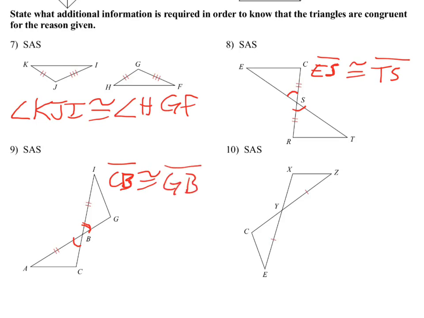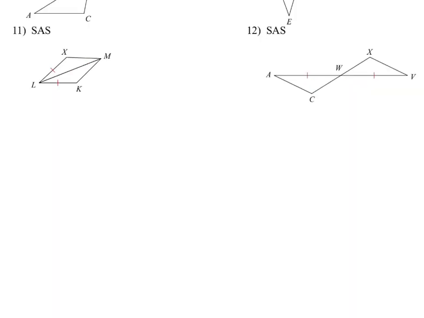And that brings me to 10, which is a similar story. Again, we can add those markings because they're vertical angles. We need the side that's on the other side of the angle, so we already have these matching. We need these last two sides matching to have side angle side. So we need XY to be congruent to CY, and that's 10. And that brings us to the next section.